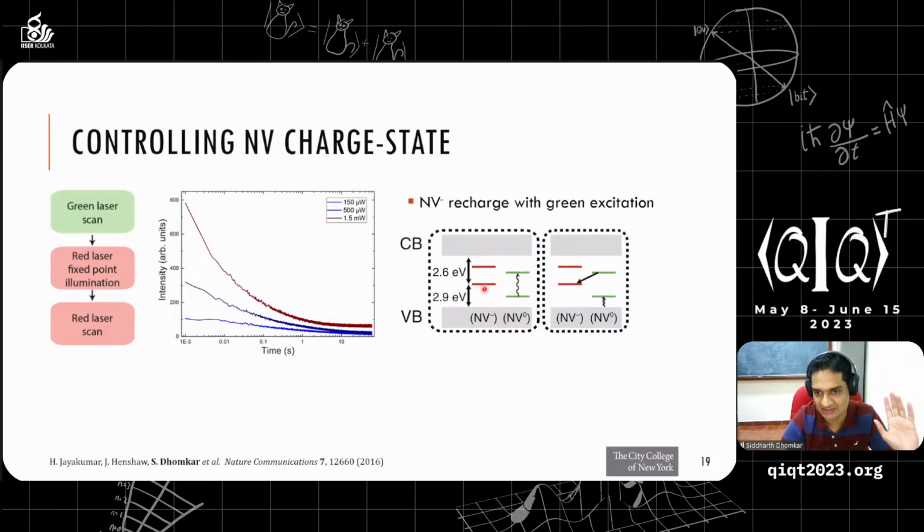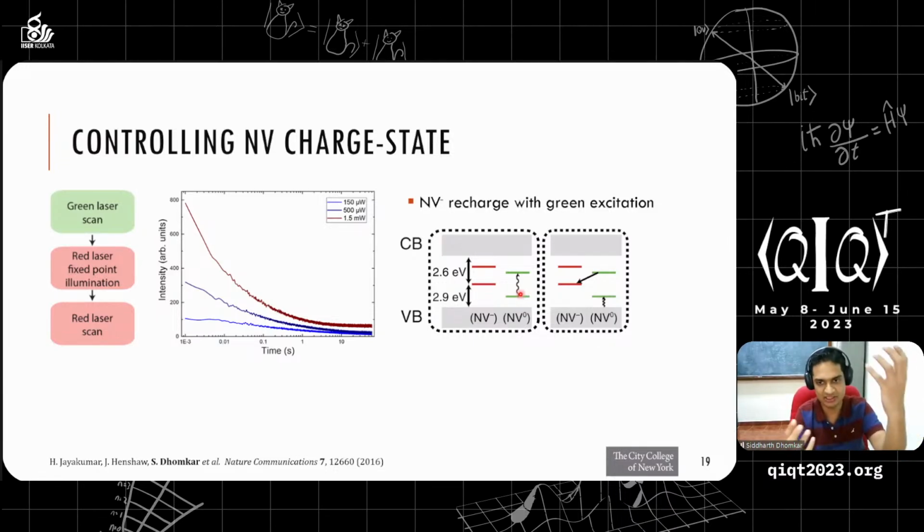And what the green laser does is bring that NV0 back to NV minus again via a 2-photon process. So what is happening here? You shine the green laser, and you have a circulation between NV minus and NV0. NV0 can come back to NV minus.